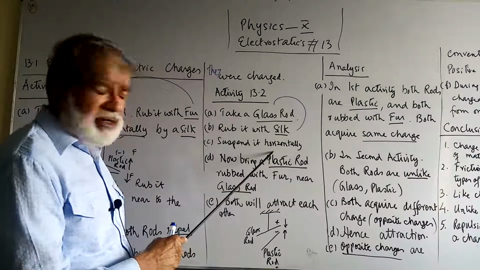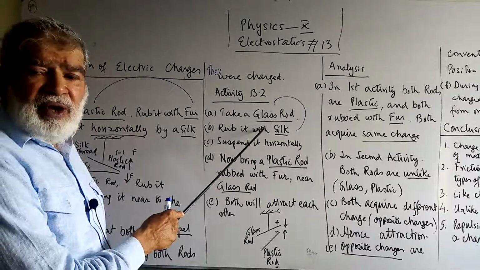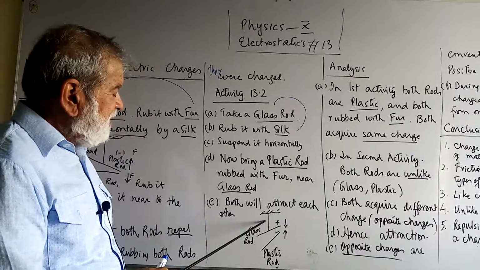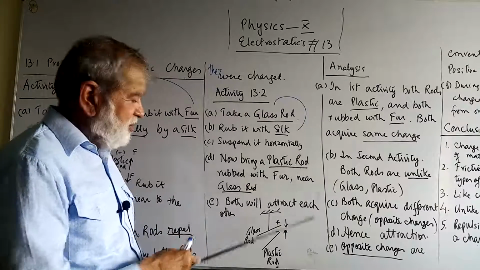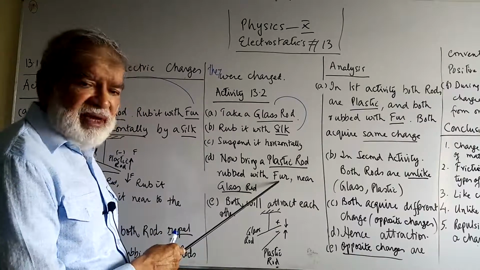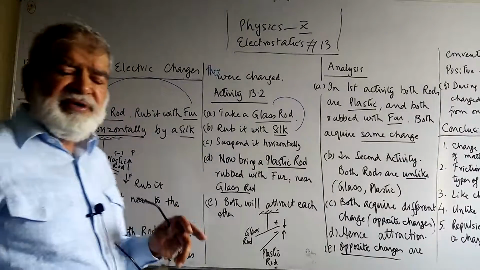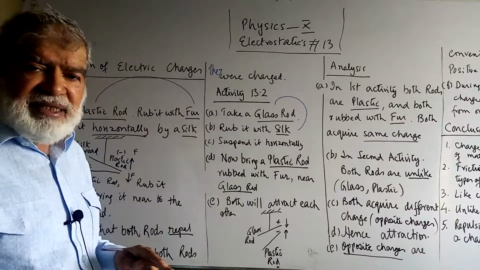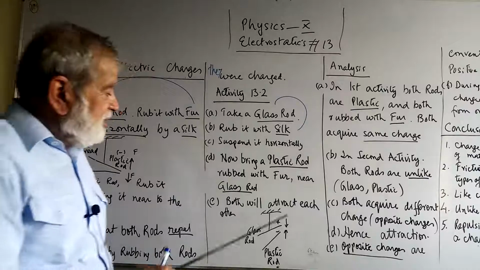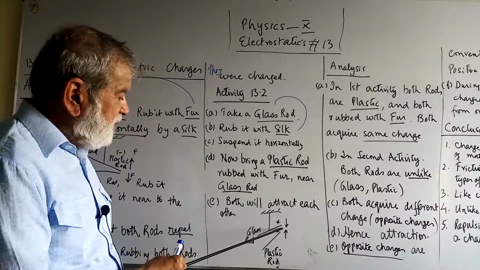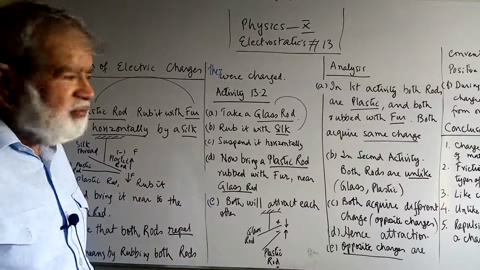Suspend the rod horizontally. So you have a glass rod, and you suspend it with a silk thread, and then you bring a plastic rod, rub it with fur and bring it near the glass rod. Now what happens? There are two different rods rubbed with two different materials, both having different kinds of charge, and attraction occurs. This rod moves towards that rod and that rod moves towards this rod. So both move towards each other.